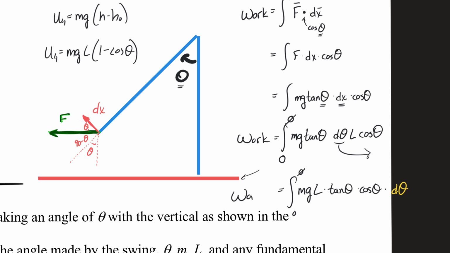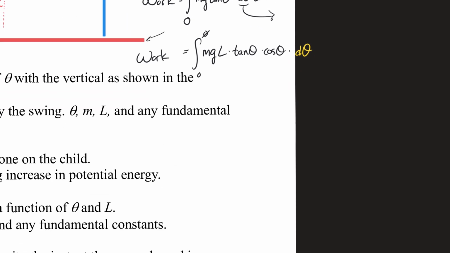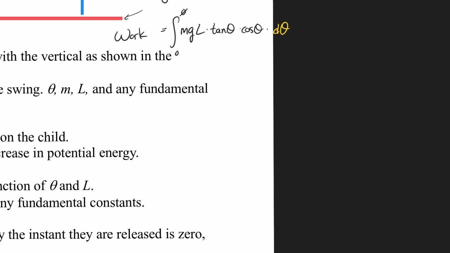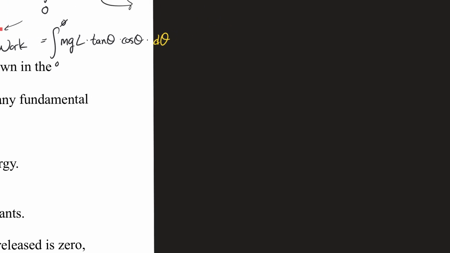Work done. Tan theta times cosine theta? Sine theta. Thank you. Because tangent is sine over cosine, right? So everybody's good with that? So let's just go ahead and work to the side. So work equals the integral from 0 to phi of mgl sine theta d theta.